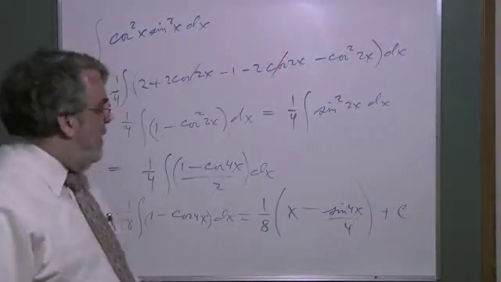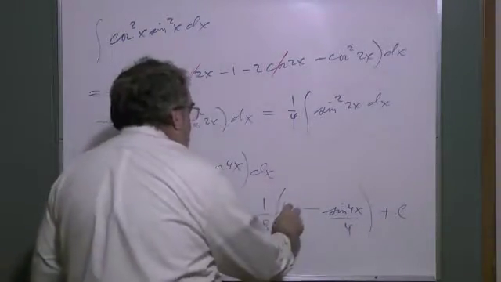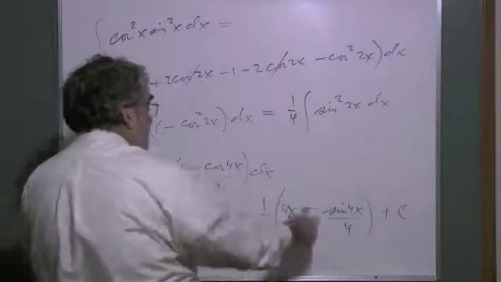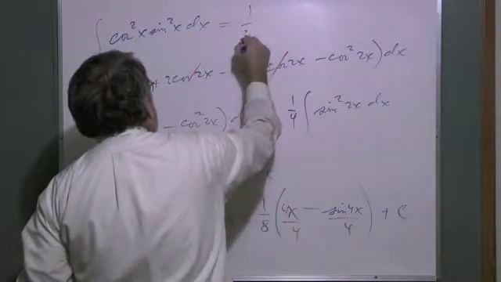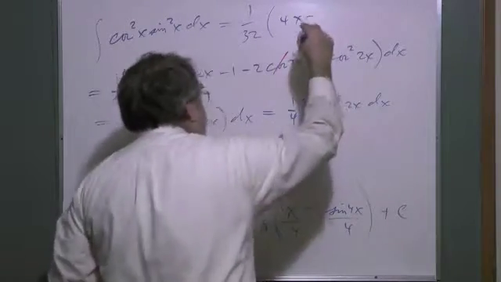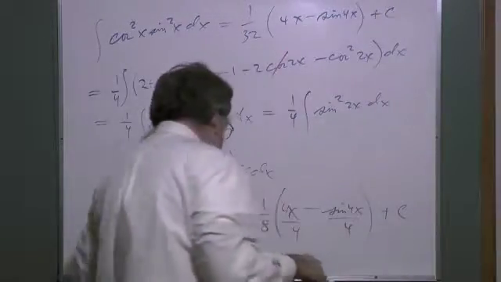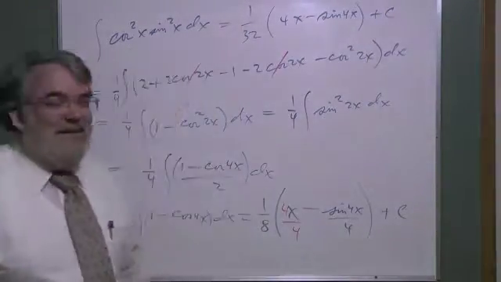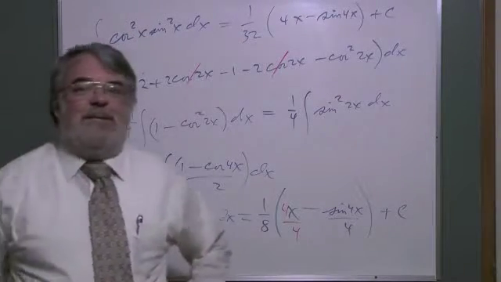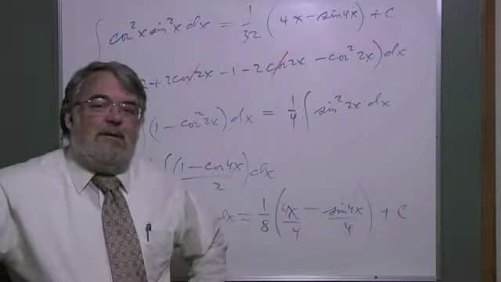I think a lot of books, or maybe a lot of instructors, would go ahead and combine these and factor out the fourth. So that's 1 over 32, parentheses 4x minus sine 4x plus constant. All right, so there we go. That's applying the half-angle formulas to solve a combination of sines and cosines where the powers are all even.